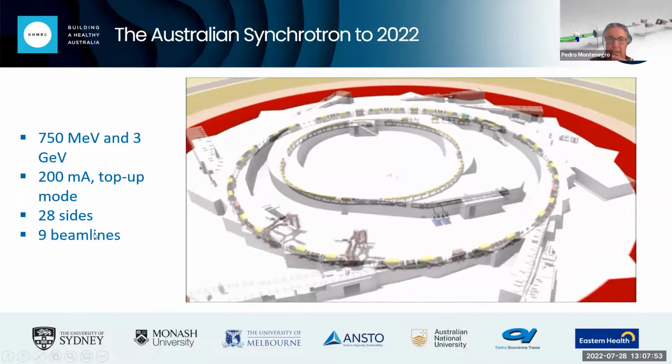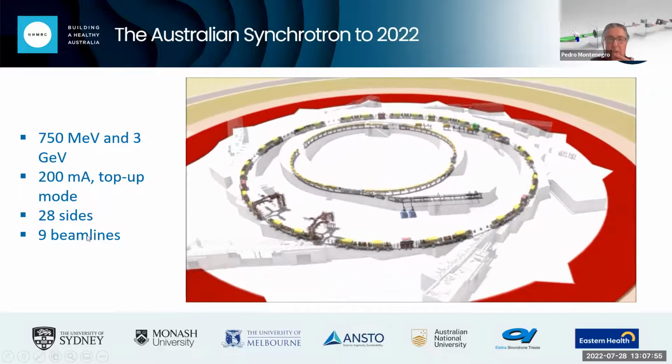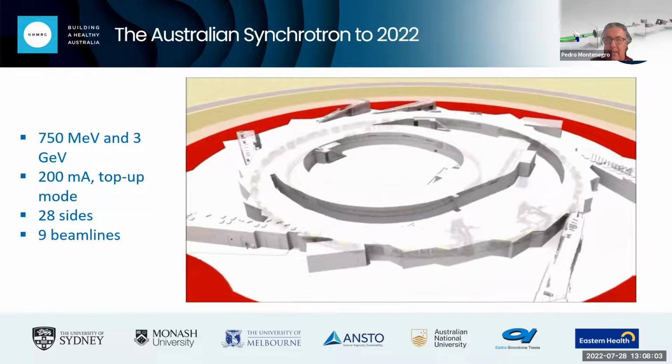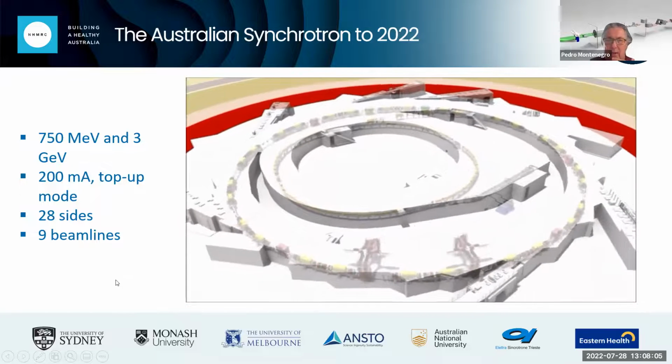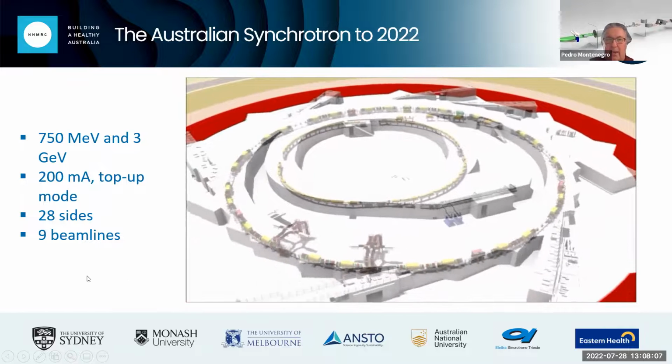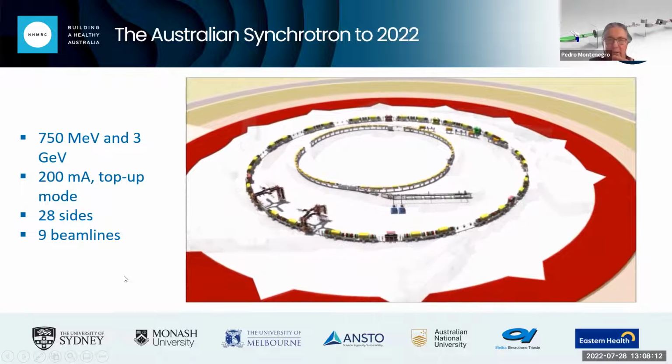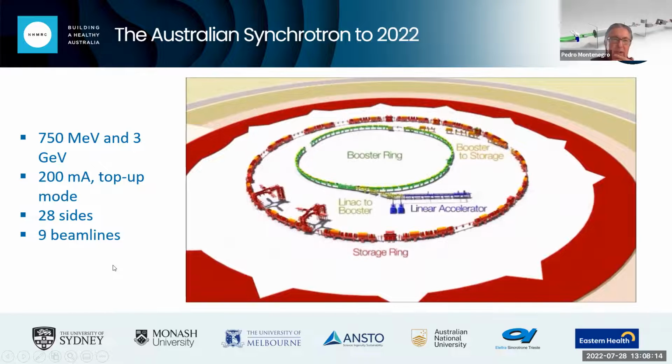This illustrates how the Australian synchrotron works. Up to 2022, we had 9 beamlines. So we have a system of accelerators which basically fill the storage ring, and then the storage ring emits synchrotron light 24/7. Well, not quite 24/7, 24 hours a day, yes, but we have 1 or 2 days stop every week.